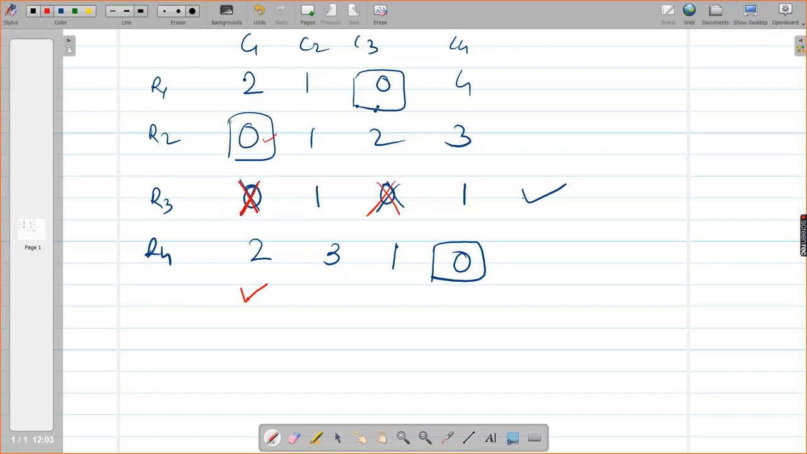And this zero belongs to the first column. Okay, and it belongs to which row? Second row. So tick that row also. Have you understood it?